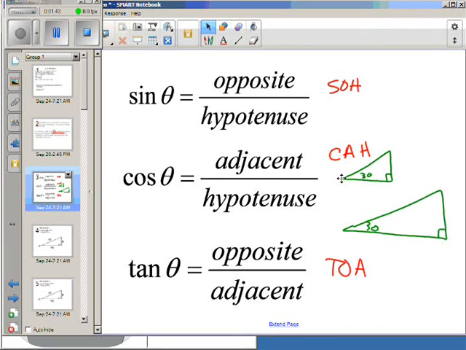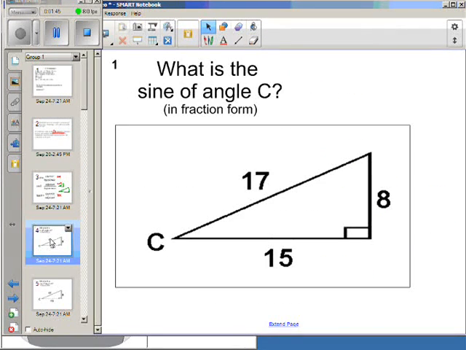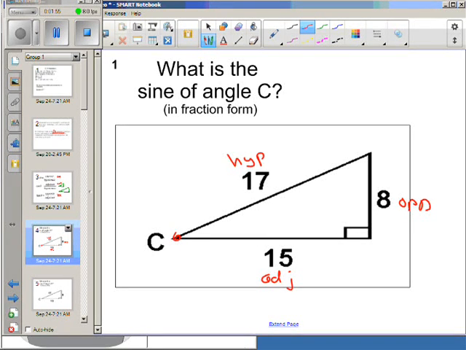All right. So let's practice a couple. What is the sine of angle C? Angle C is this angle right here. So here's my opposite. Here's my adjacent. Here's my hypotenuse. Hypotenuse is always across from the right angle. Sine of C. And you have to write the angle. You have to give a name to your angle. It's not just sine. It's sine of an angle. Should be the opposite to the hypotenuse. So in this case, it will be 8/17.